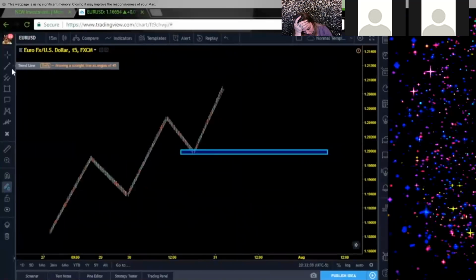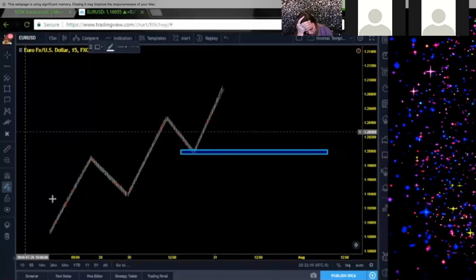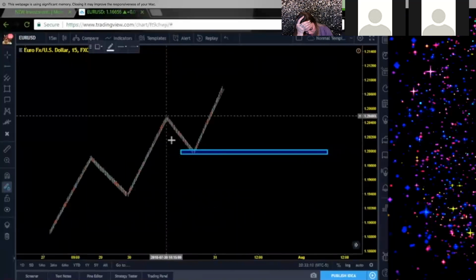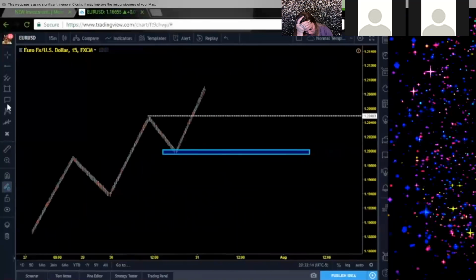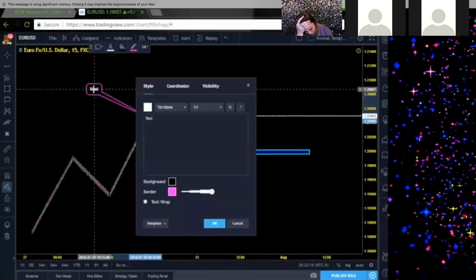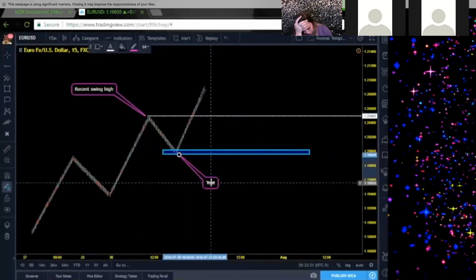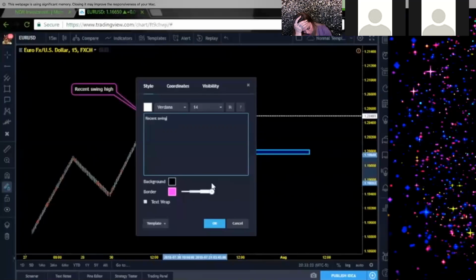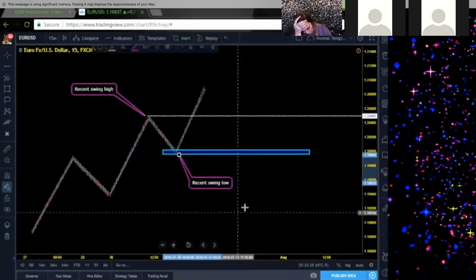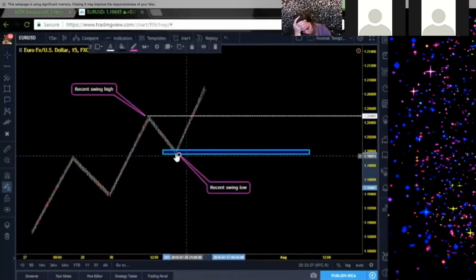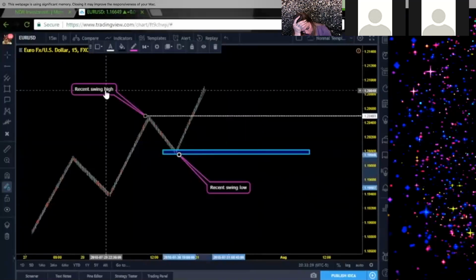Now, the other level I will mark, the second most important level, is the recent swing high, right over here. So we have our recent swing high, and we have our recent swing low. Make sure you guys write this down. This is important. Always have your recent swing low marked. Always have your recent swing high marked.